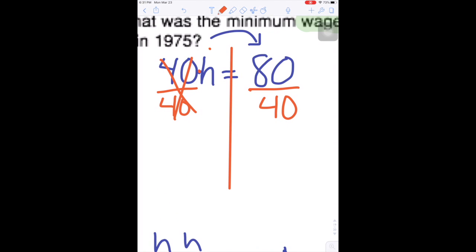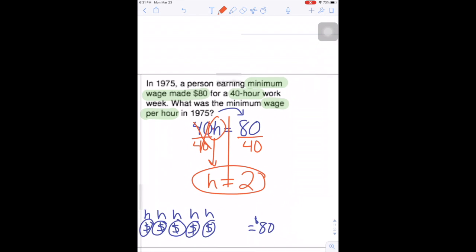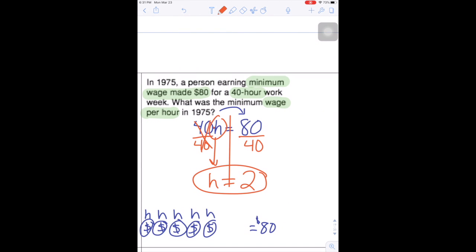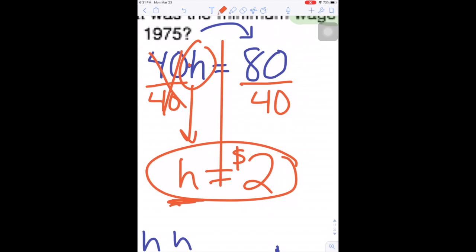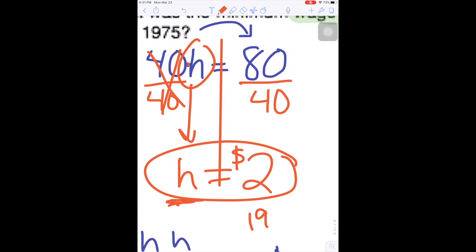So on this side we still have our hours. This side, 80 divided by 40 was 2. So what that means for this problem is that for every hour that they worked, they earned $2. That's not very much, but we need to remember this was 1975. So this was a long time before you guys were born. So the wages were a lot different then. So for every hour someone worked in 1975, they earned $2. That was the average.